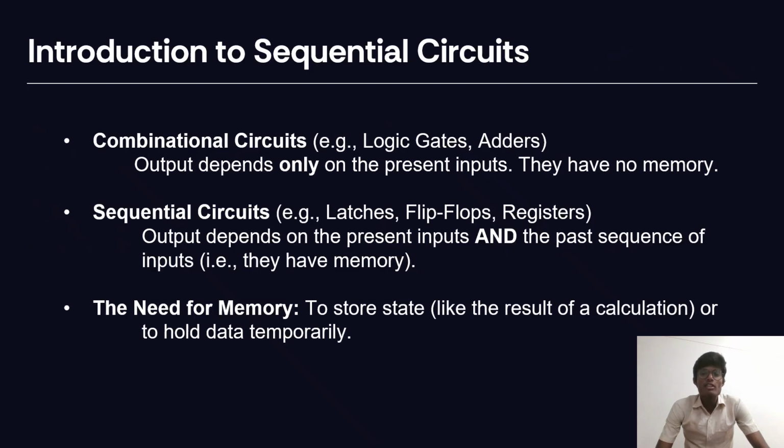Next, introduction of the sequential circuit. There are two types of circuits: combinational circuits and sequential circuits. Combinational circuit output depends only on the present inputs. They have no memory. Examples: logic gates and adders. Sequential circuit output depends on the present input and the past sequence of the inputs. They have memory. Examples: latches, flip-flops, registers. The memory is needed to hold the state, like the results of calculations, temporarily in sequential circuits.